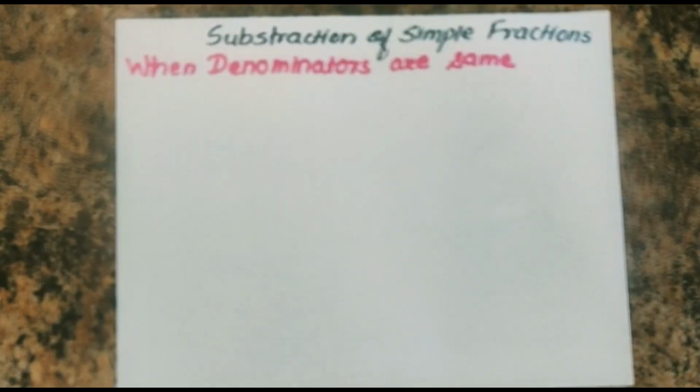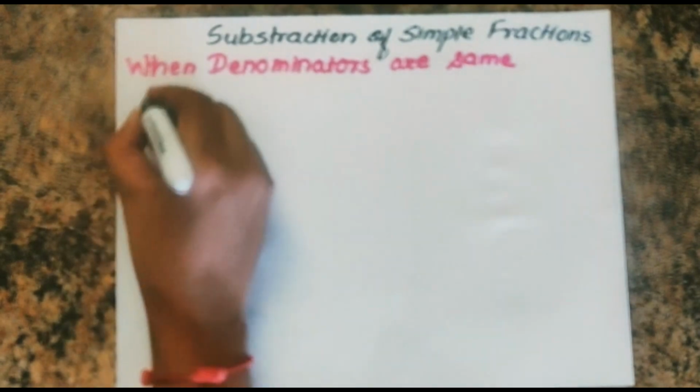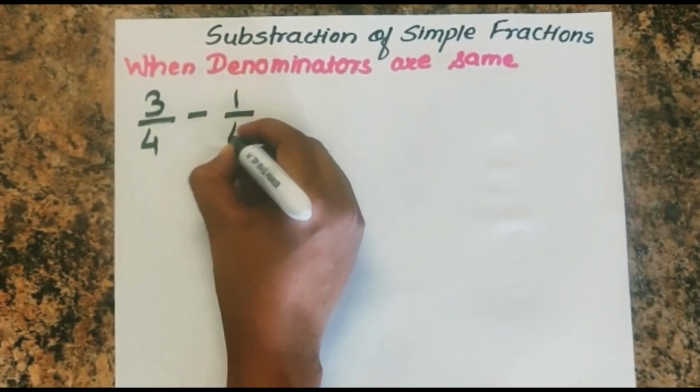In the previous video, we saw how to do the addition of simple fractions when denominators are same and different. Now we'll look at how to do the subtraction. So say 3 upon 4 minus 1 upon 4.